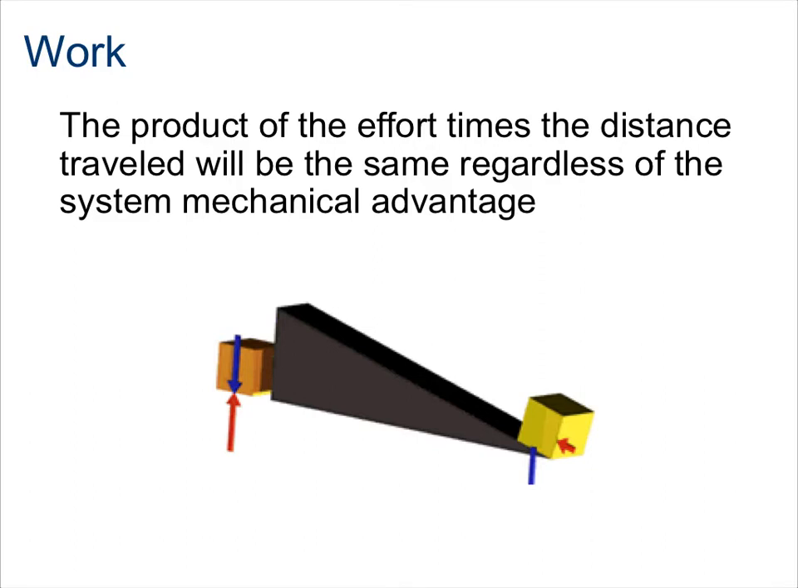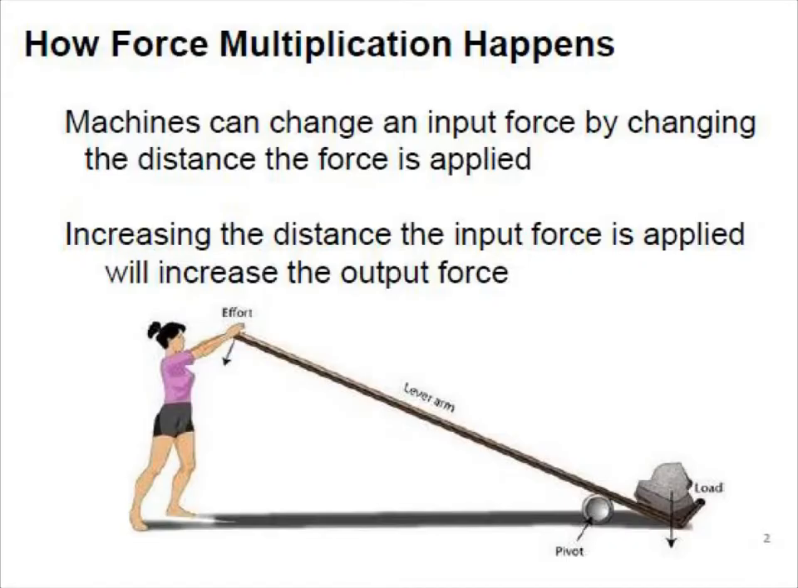So why is that? It's because a simple machine reduces the amount of effort needed to move something, but you wind up moving it a greater distance to accomplish the same amount of work. So in general, machines can change an input force by changing the distance the force is applied to. As demonstrated in this picture of a woman using a lever to lift a concrete load, by increasing her distance from the pivot in which her input force is applied, it will allow her to increase her output force for lifting the load.